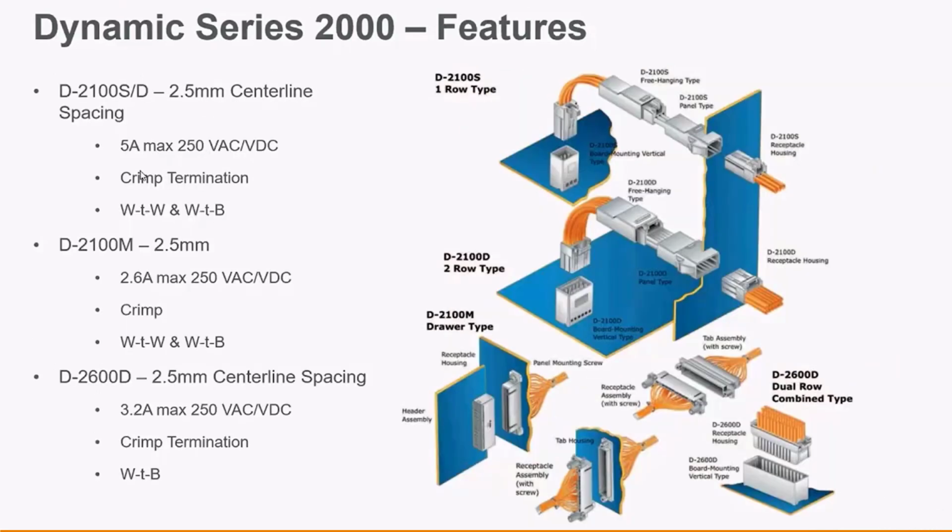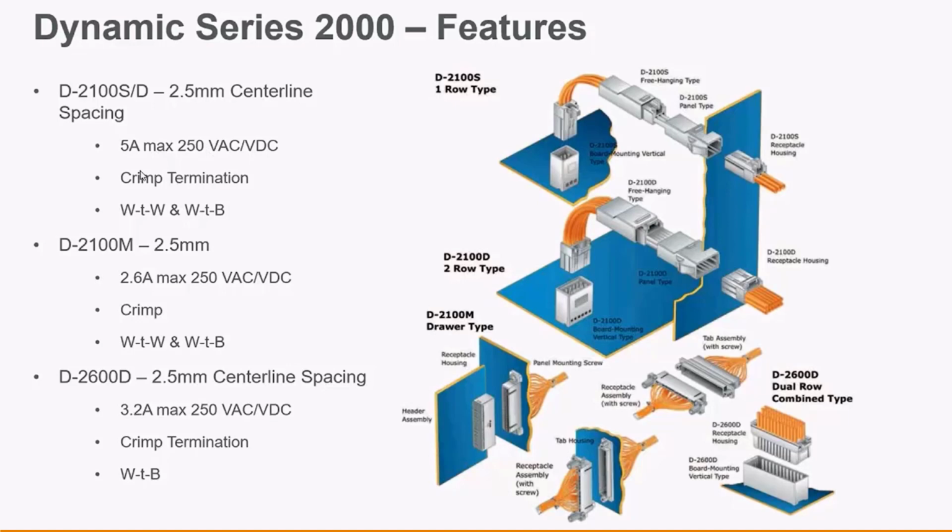Now, let's explore the features of the D2000 series. Starting with the D2100S/D, it has a centerline spacing of 2.5 mm and a current carrying capacity of 5 amps at a maximum of 250 VDC. It supports crimp termination for both wire-to-wire and wire-to-board connections. Moving to the D2100M, the centerline spacing remains at 2.5 mm, but the current carrying capacity decreases to 2.6 amps while maintaining a voltage rating of 250 volts.